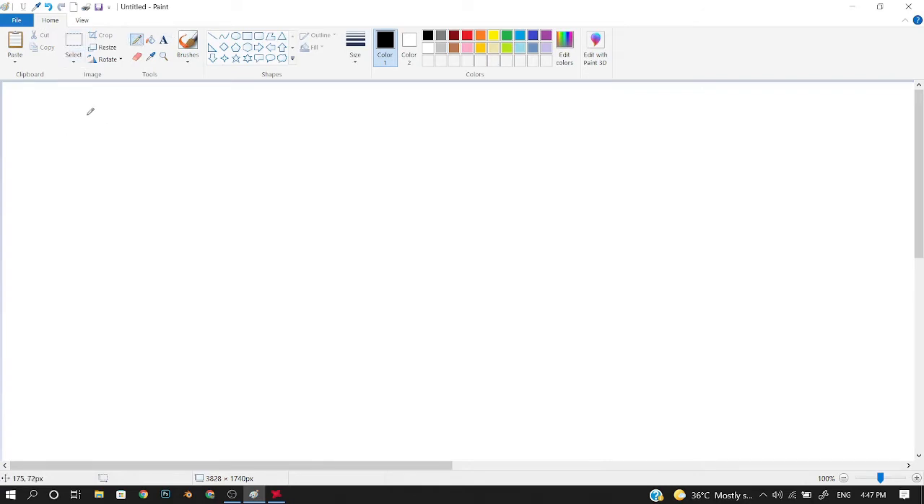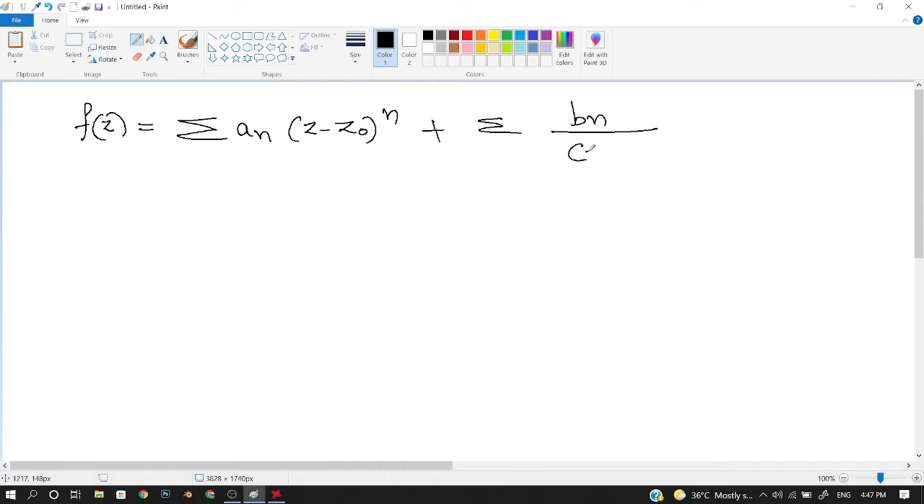Now if we have a function f of z, we have the Laurent series expansion. F of z is equal to sigma a_n into (z minus z naught) whole raised to n plus sigma b_n divided by (z minus z naught) whole raised to n. Here n varies from 0 to infinity, and here n varies from 1 up to infinity. This Laurent series is valid in the neighborhood of the singular point z equal to z naught except at z naught itself.